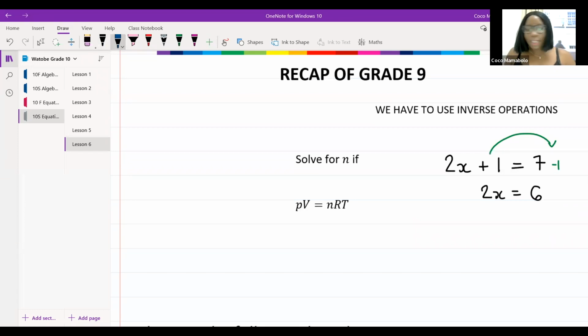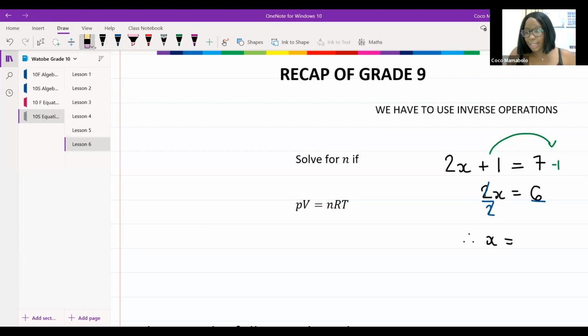And then how do I get rid of that 2? How do I get rid of the 2? Don't jump, guys. Trust me. Don't jump straight to the answer. How did I get rid of the 2? I divided by 2. And what I do on the left-hand side, I have to do on the right-hand side as well. Right? Divide by 2. Therefore, x is equal to 3. You guys are on point. You're not wrong. x is equal to 3. This is an easy question.